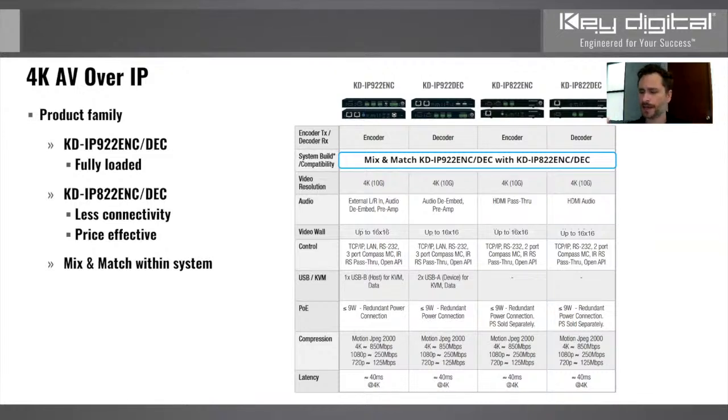So moving on, again, we have a whole family of AV over IP products. First one I want to focus on with you is the IP922s and the 822s. We have encoders and decoders for both. Think of the IP922s as the fully loaded product.